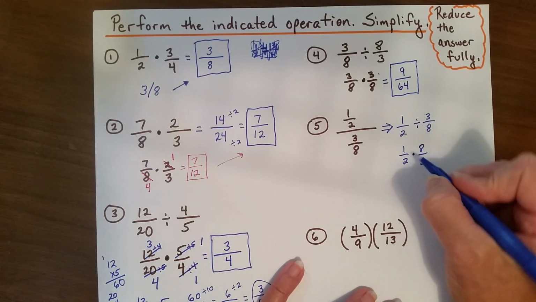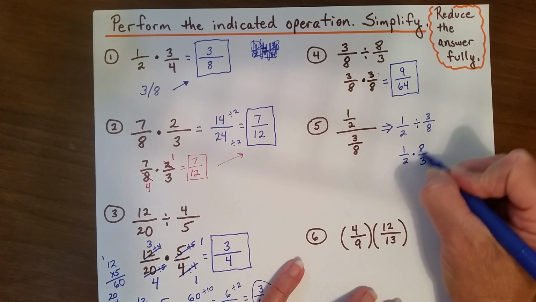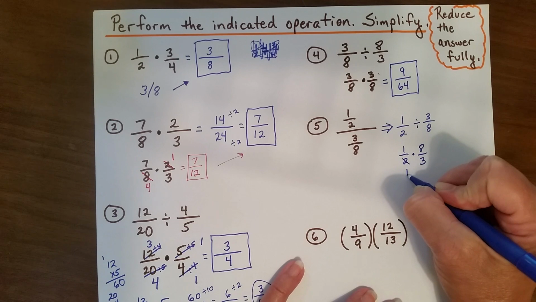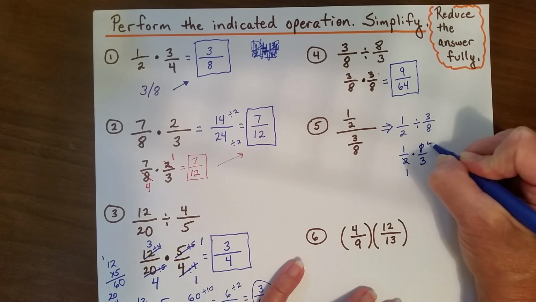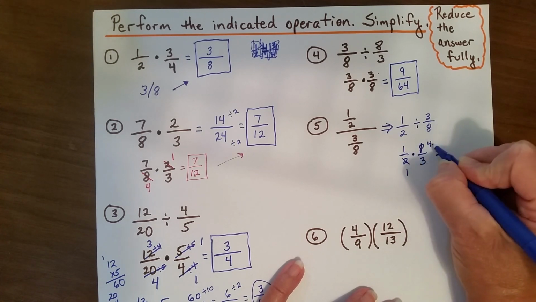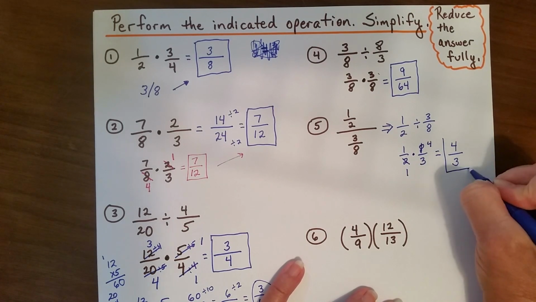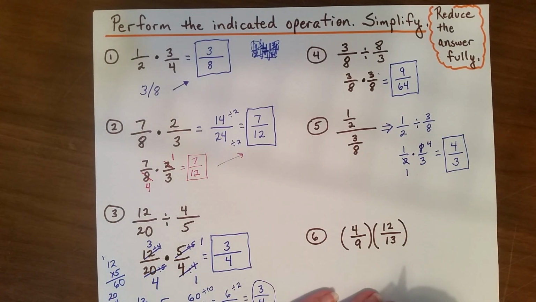Okay, now, the 2 and the 8, I notice can reduce. 2 divided by 2 becomes a 1. 8 divided by 2 becomes a 4. 1 times 4 is 4. 1 times 3 is 3. And that's going to be our final answer, 4/3.